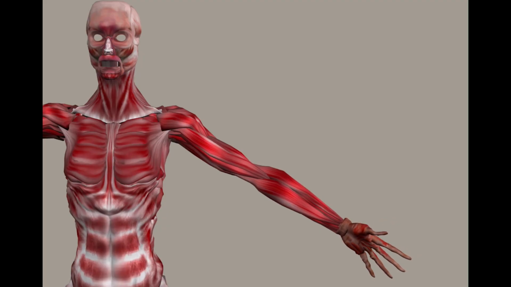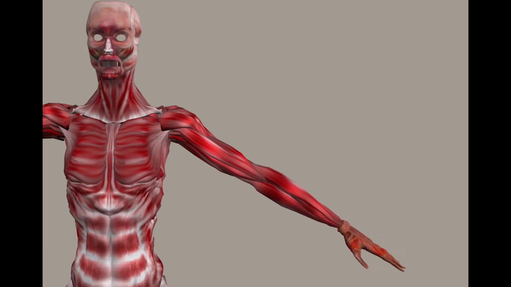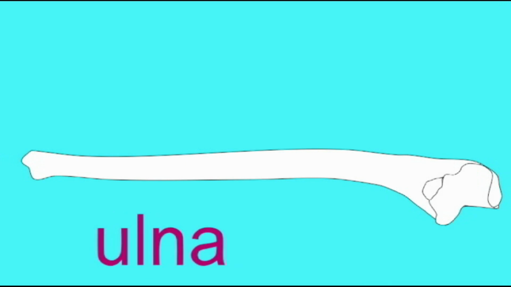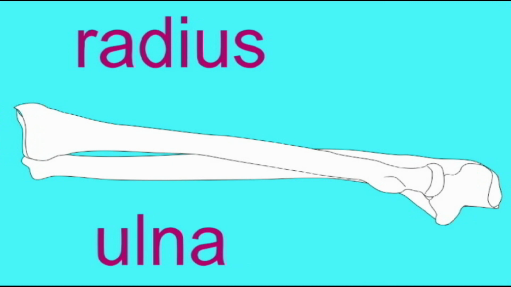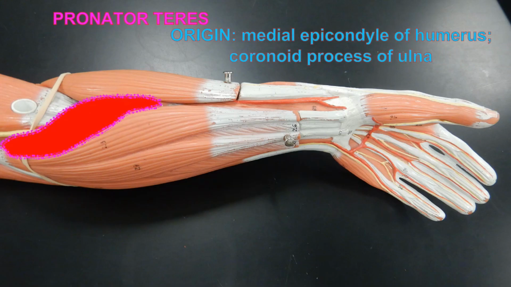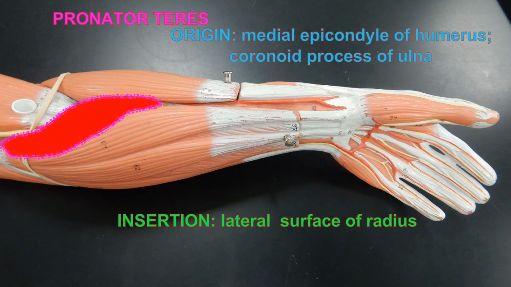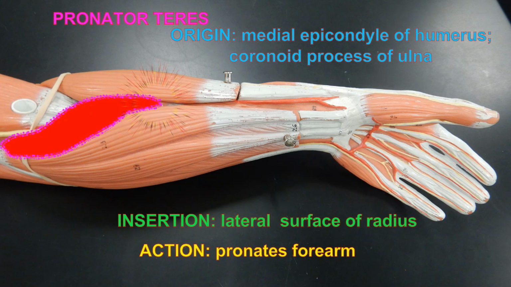In anatomical position, the palm faces forward or anteriorly. It is supinated, but the head of the radius can rotate in the radial notch of the ulna, given that this is a pivot joint, and the pronator teres muscle can then pull on the radius and then pronate the forearm so that the palm faces posteriorly. The pronator teres originates on the medial epicondyle of the humerus and the coronoid process of the ulna. It inserts onto the radius and it pronates the forearm.